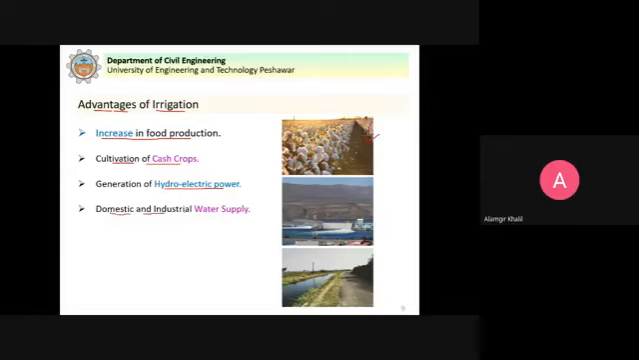Domestic and industrial water supply. For irrigation, we build a network of canals that supply water to the agricultural lands, but at the same time, those canals can be used to supply water for domestic and industrial purposes. Because not all the time the water is used by the crops. So at other times, the same water can be supplied for domestic and industrial water supply.